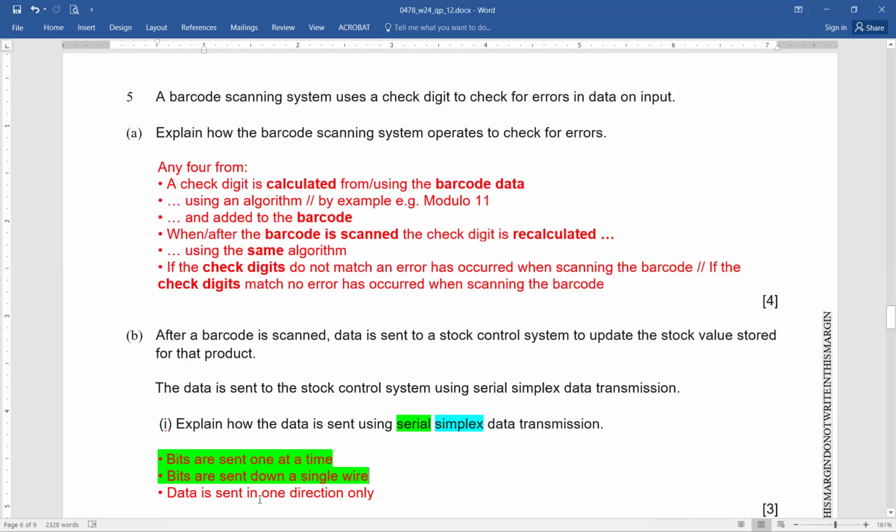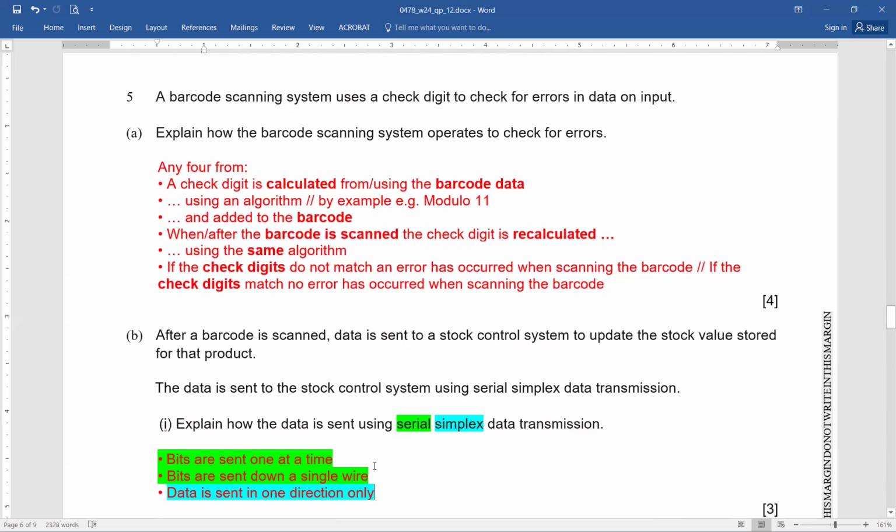And simplex, as you remember, is simplex and duplex. Simplex means one direction, so data is sent in one direction only. It's so simple. It's a 3-mark question, which means you have to write 3 valid points. Serial means 1 bit at a time over a single wire. You know it very well. So that is what is mentioned here: bits are sent 1 at a time and bits are sent down a single wire. In this manner, you have scored 2 marks for explaining serial transmission.